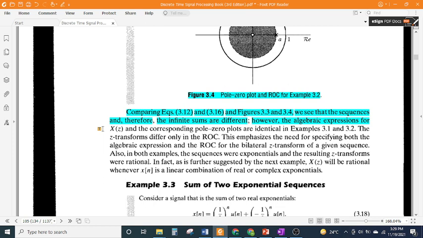Figure 3.5 Pole-zero plot and ROC for the individual terms and the sum of terms in Examples 3.3 and 3.4. A: 1/(1 - (1/2)z^-1), |z| > 1/2. B: 1/(1 + (1/3)z^-1), |z| > 1/3. C: the sum of 1/(1 - (1/2)z^-1) and 1/(1 + (1/3)z^-1), |z| > 1/2.